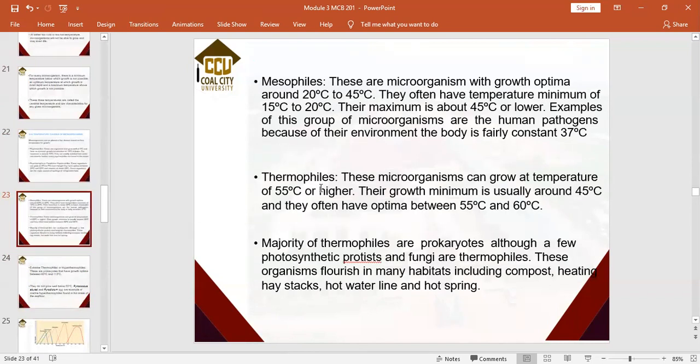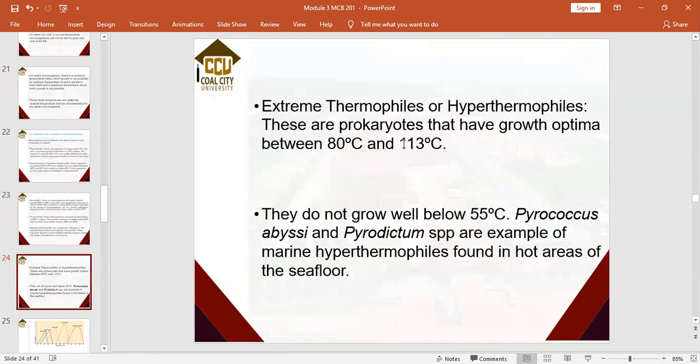After mesophiles, we have the thermophiles. These are organisms that can grow at a higher temperature, around 55 degrees or higher. So we see some of the organisms surviving. The majority of thermophiles are prokaryotes, although a few photosynthetic protists and fungi are thermophiles. So you see more in the hot spring water and the rest of them. Then we have the extreme thermophiles or hyperthermophiles. So these are prokaryotes that have a growth optimum between 80 and 110 degrees centigrade.